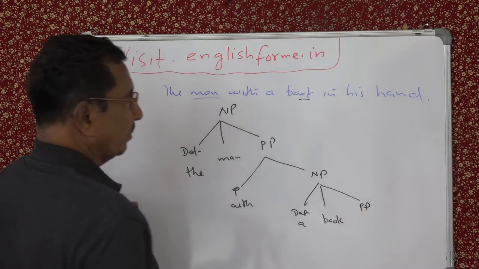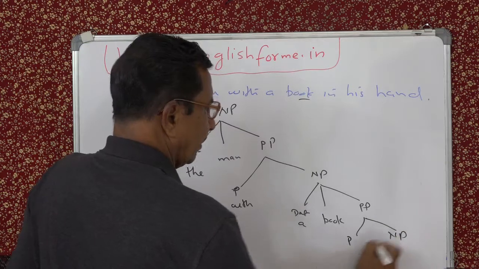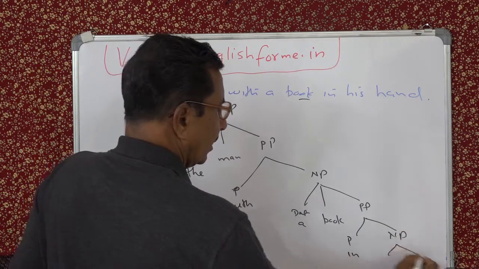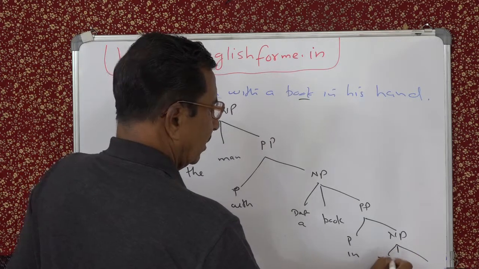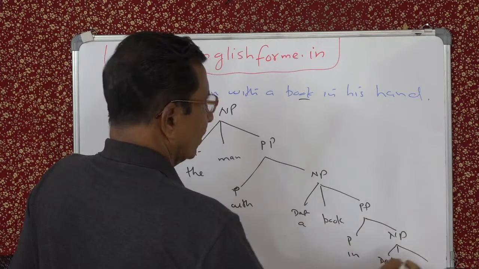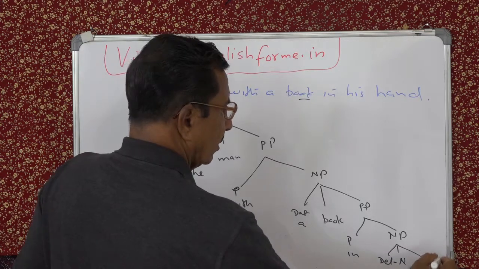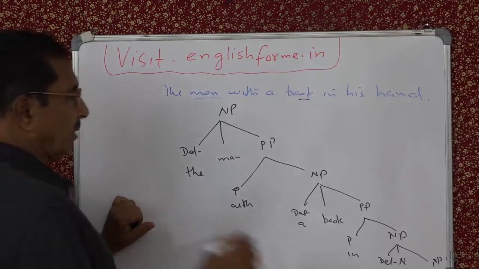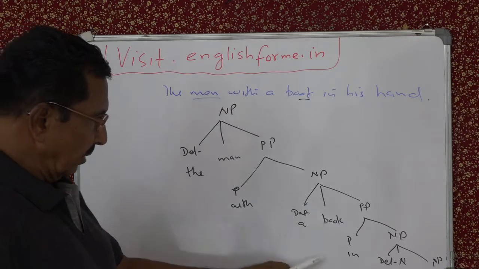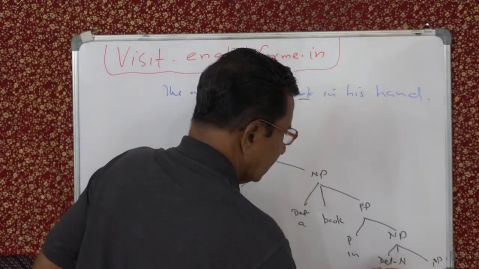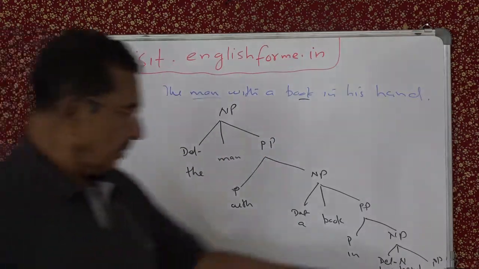Again you have a PP, in his hand. In the PP you have a preposition and NP. Preposition is "in," and NP is, you have a determiner, then noun. Determiner, noun. And there is no PP there. So what happens is, the man with a book in his hand. So this is one way, and this PP here means we can continue.